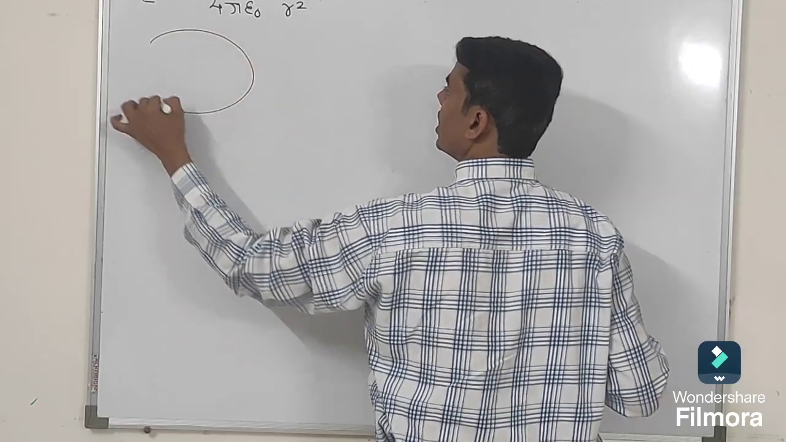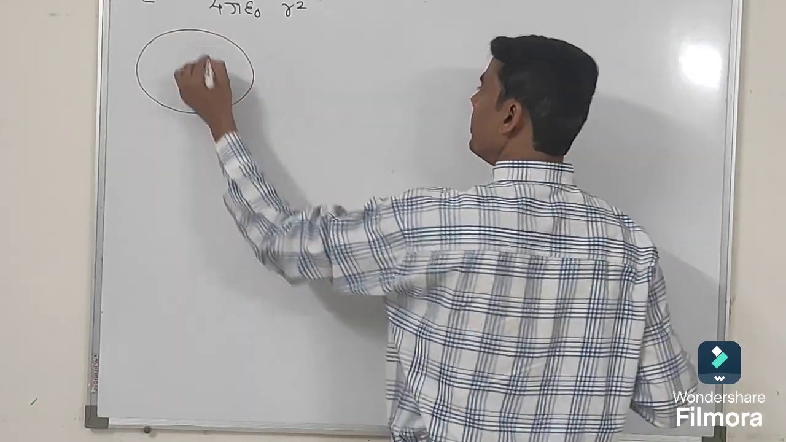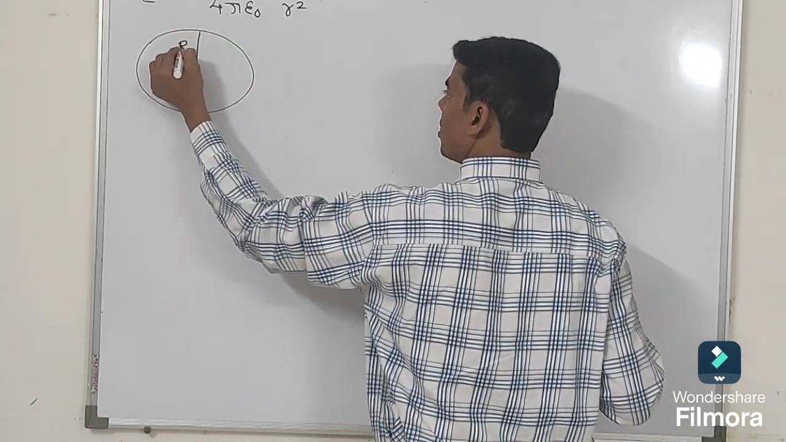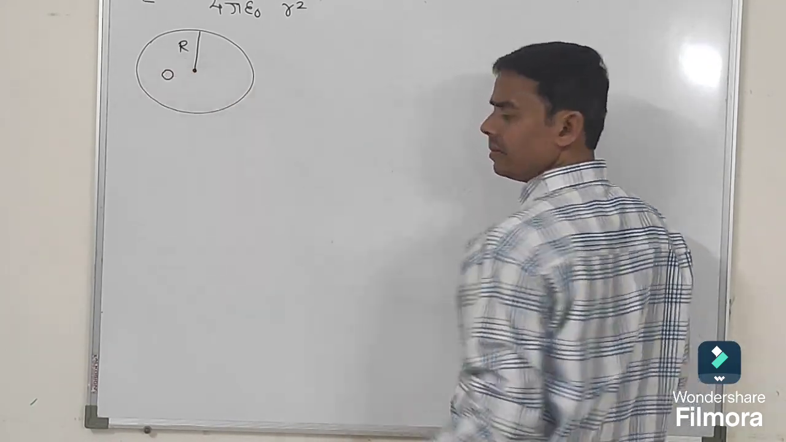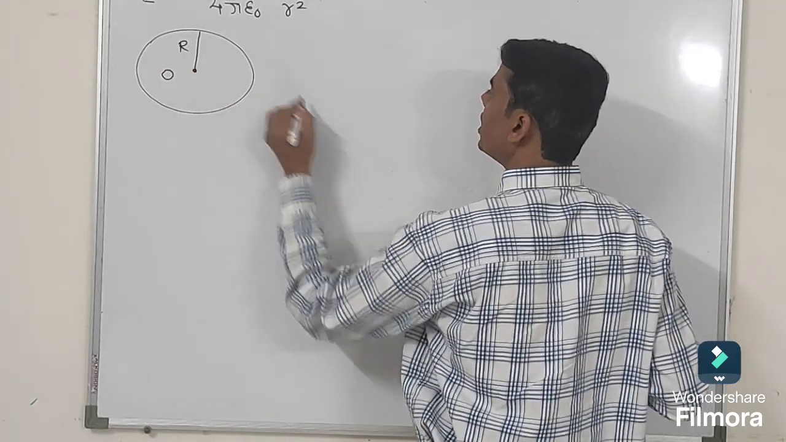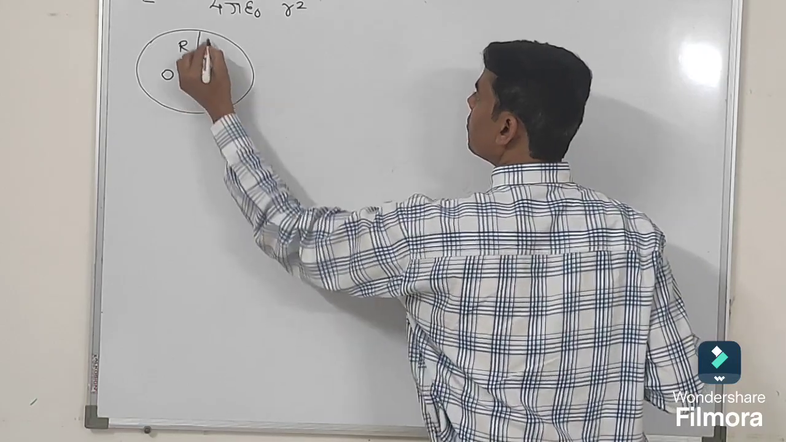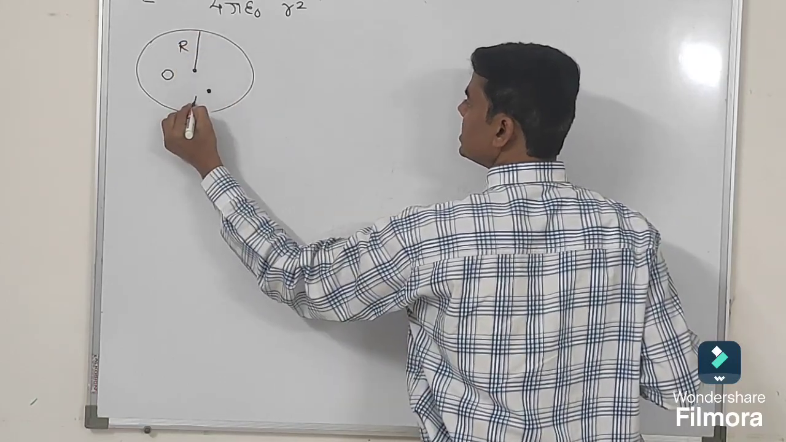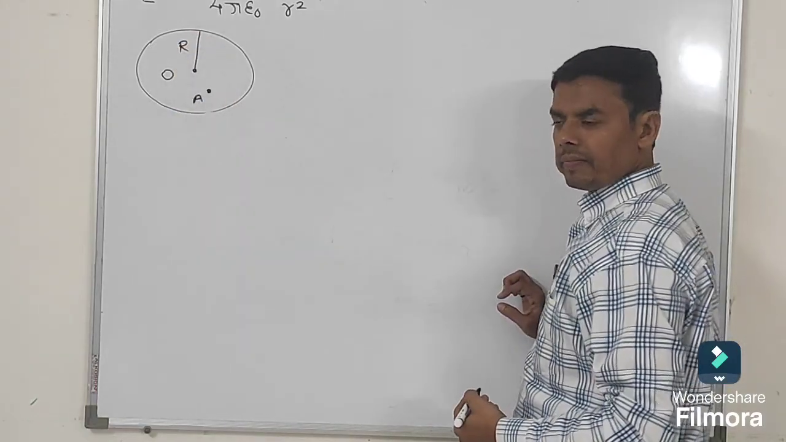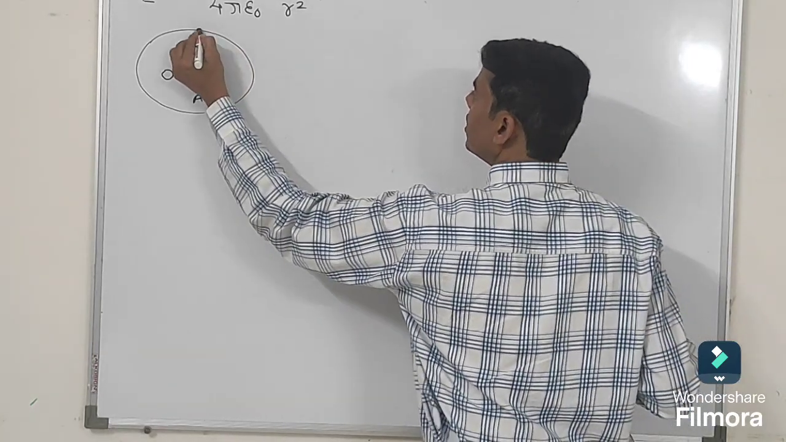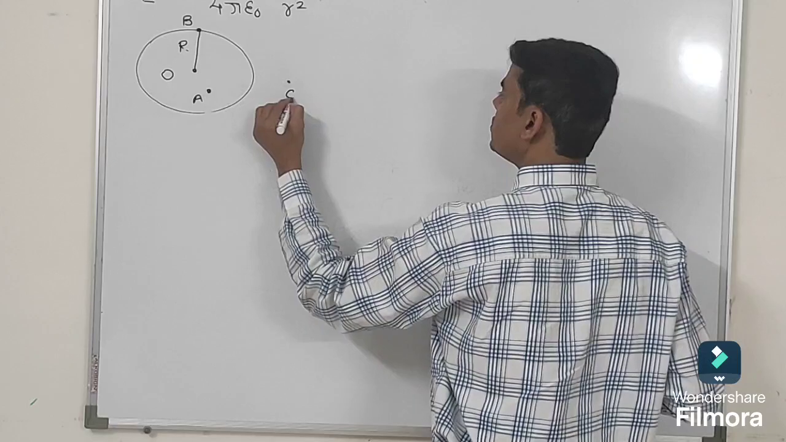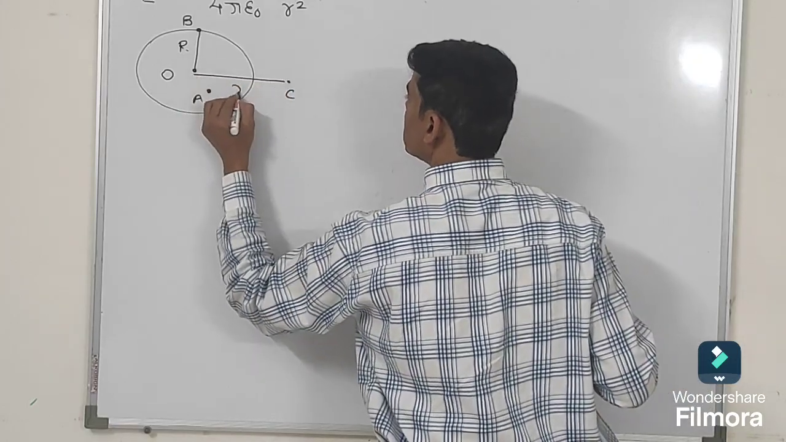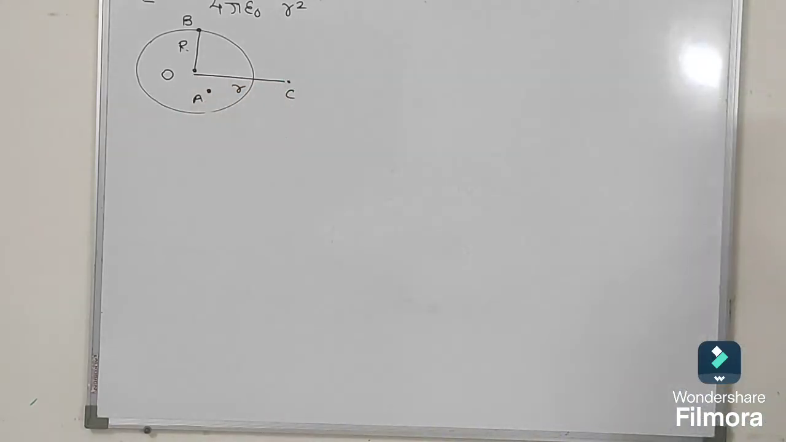Suppose that we have a sphere having radius capital R. Let O be its center. Suppose that we have 3 points: point A inside this sphere, point B on the surface of the sphere, and point C situated at a distance r from the center of the sphere. Let us understand the situation.